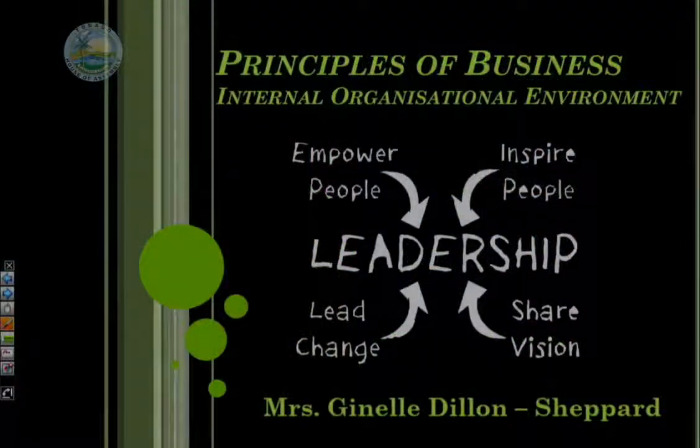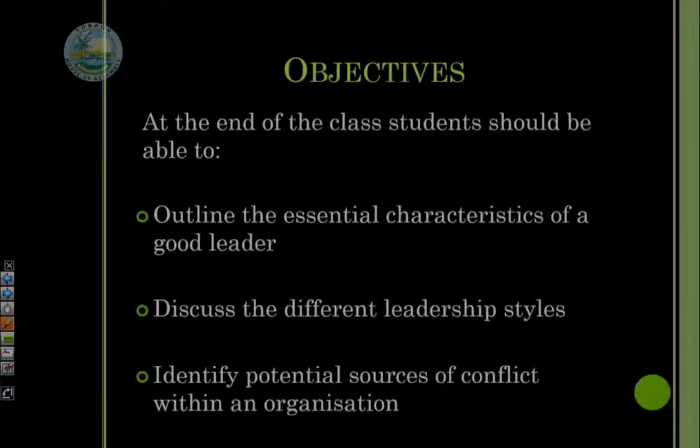Today, our topic would be internal organizational environment, to which we would look at leadership. Our objectives are, number 1, to outline the essential characteristics of a good leader, 2, to discuss the different leadership styles, and 3, to identify the potential sources of conflict within an organization. So let's go.